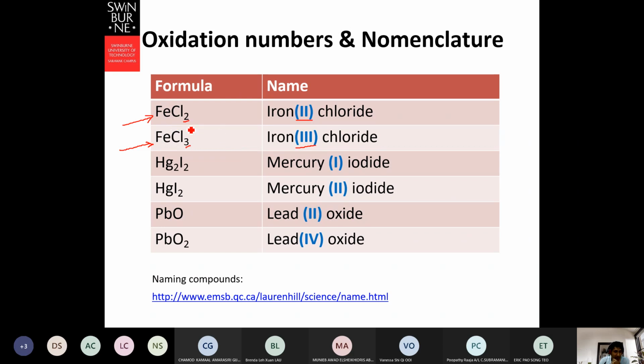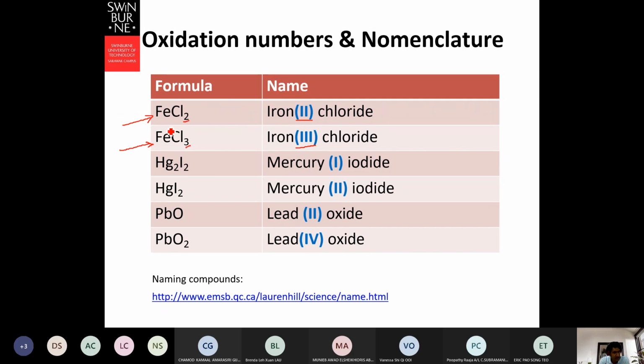And because of this, they will have different color. The same thing, iron and chlorine, but only the number of chlorines is different. So one will have a greenish color, green, yeah. Another one will have a rusty color.